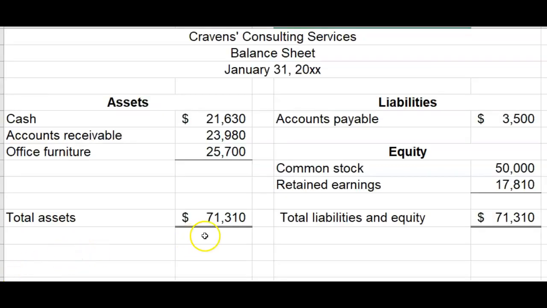Notice that $71,310 of total assets equals $71,310 of total liabilities and equity. So assets do equal total liabilities and equity, and our balance sheet is in balance. If these two numbers are not the same, it means that one or more errors were made in your balance sheet and need to be corrected. How did you do on the balance sheet? Did you get it right?